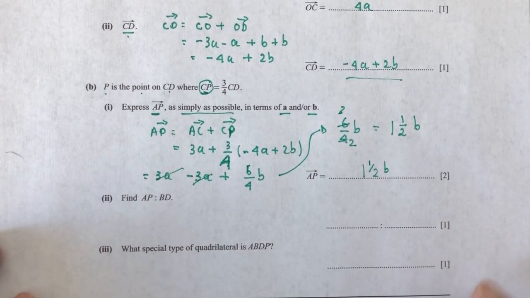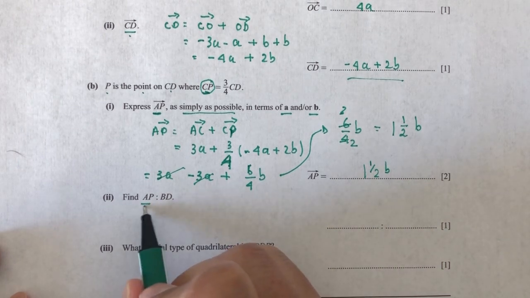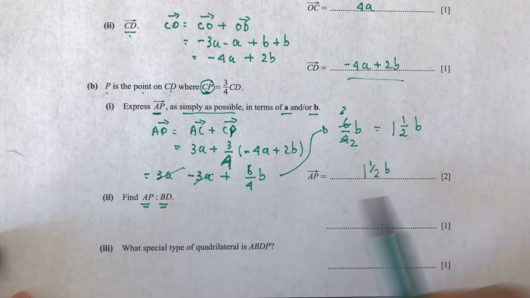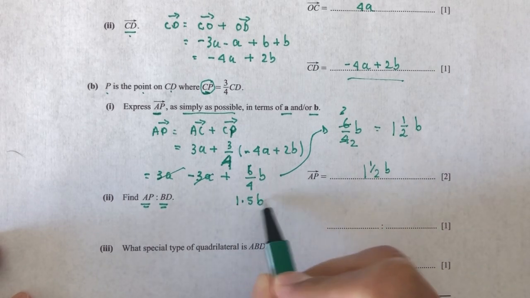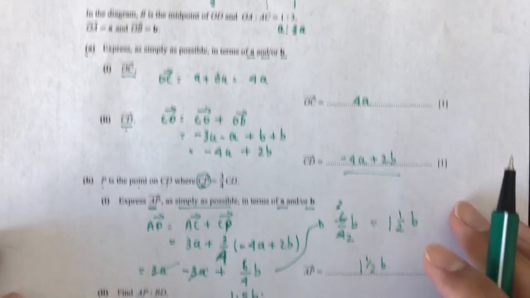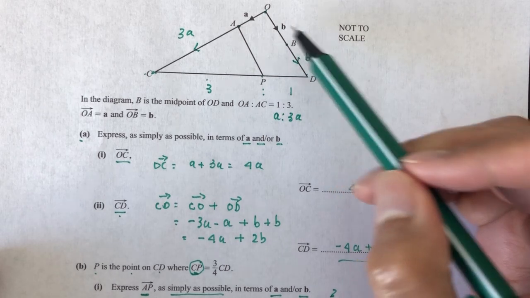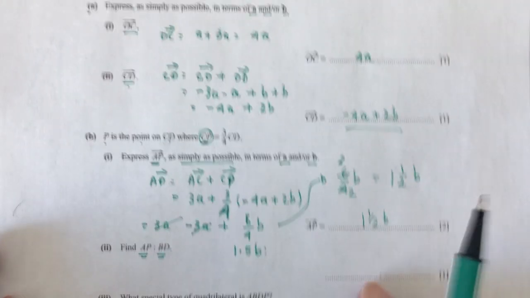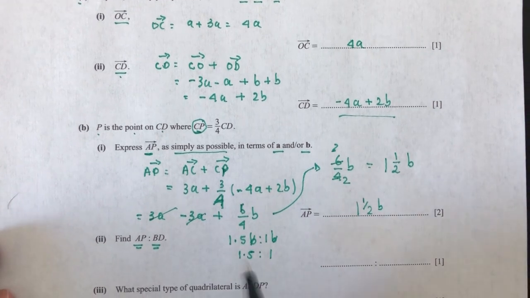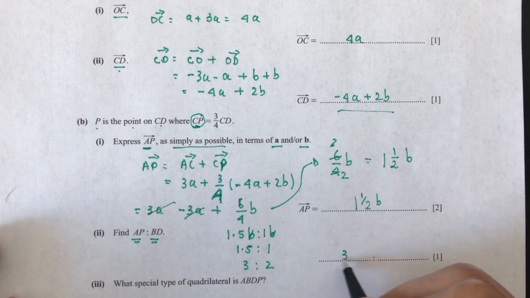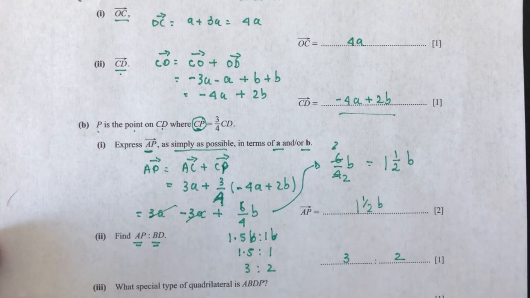Okay, so now part 2, we have to find the ratio of AP and BD. So AP we know already, which is 1.5B, and what is the length of BD? BD is from this point to this point, it is just B. So BD is B, which is 1B. So the ratio is 1.5 to 1, but we have to convert this to a whole number. We can do this by times 2, we will have 3 to 2. So your answer will be 3 to 2 for the ratio of AP and BD.